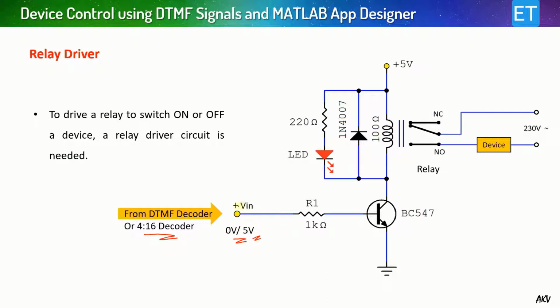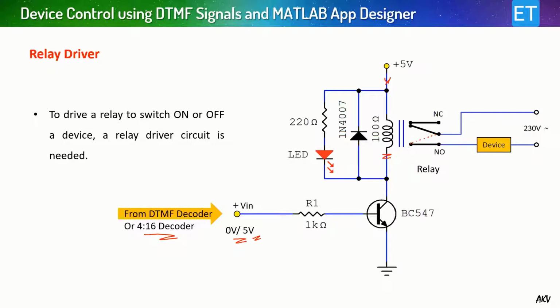Okay, so if the input is 5 volt, this transistor BC547 will be switched on, and there will be current in this branch through the collector, emitter, and the ground. So this coil of the relay is getting current. So that's why the center point of the relay will switch to the new position like this. So this circuit is complete.